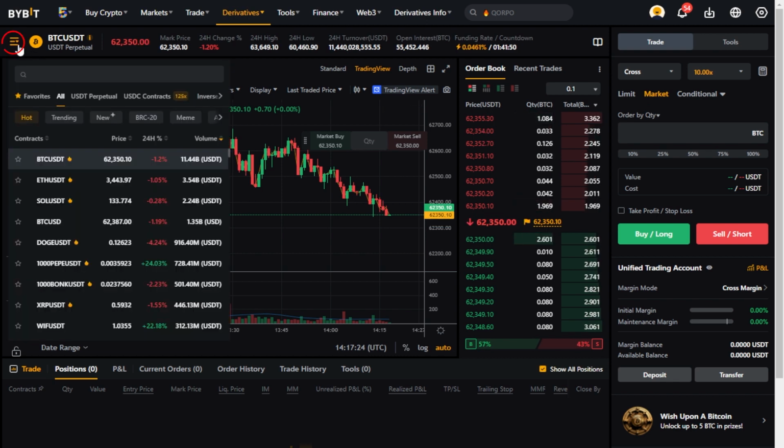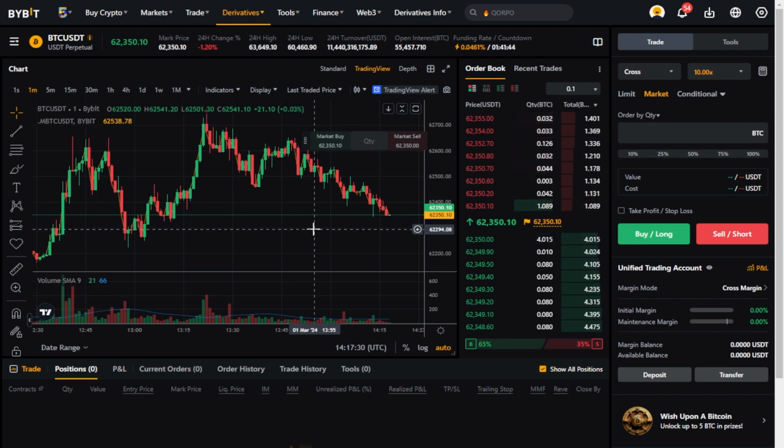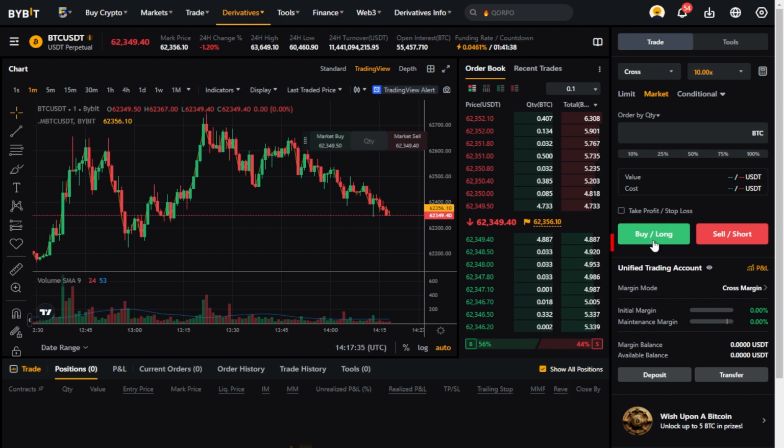We can also select a specific currency in the upper left corner. The only difference is that here we trade futures, and there is leverage. Let's go into more detail with this. Here, we have 2 types. These are buy long and sell short.